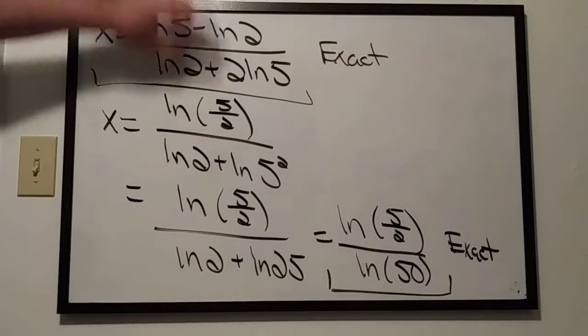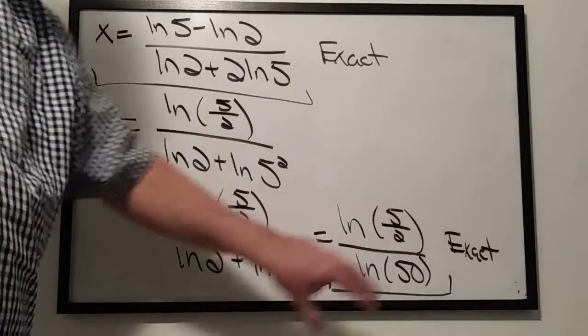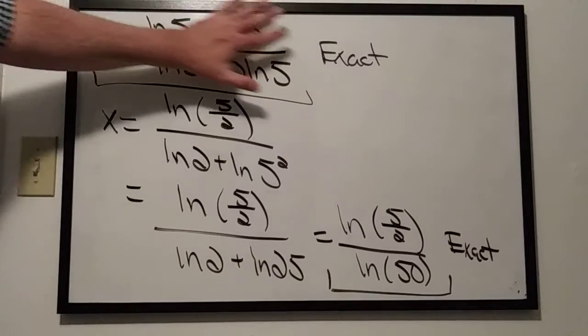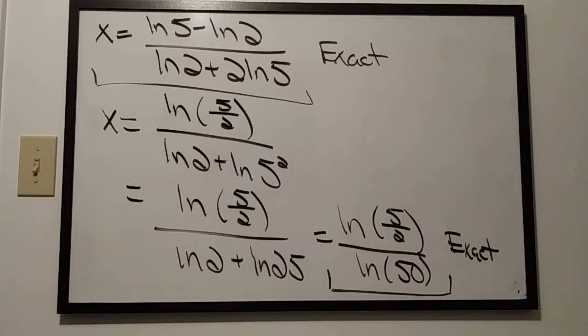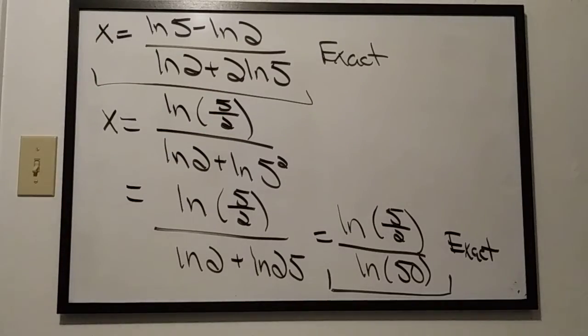So one more time, I'm happy if you just leave it here, but if you want to use some of your properties of logs, you can bring some of these together and have natural log of 5 halves divided by the natural log of 50. So now that we have these two versions of the exact answer, the only thing that's left is to find a decimal approximation. You can either type in the answer up here, natural log of 5 minus natural log of 2, then divide that whole thing by the natural log of 2 plus 2 times the natural log of 5.